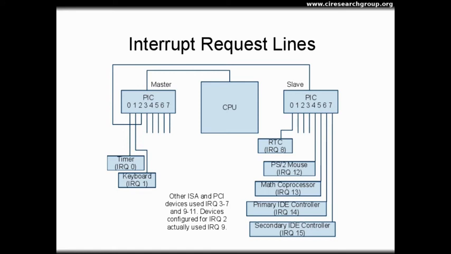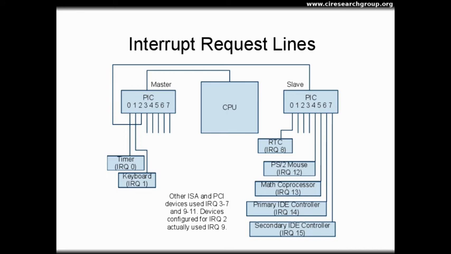Now, historically, pin number 0, which corresponds in software terms to what we call interrupt request line, or IRQ0, was connected to the timer. Interrupt request line 1 was connected to the keyboard. Different ISA and PCI devices could then use the remainder of the master chip by connecting to IRQ lines 3 through 7. On the slave chip, pin 0, which corresponds to IRQ 8, was connected to the real-time clock.